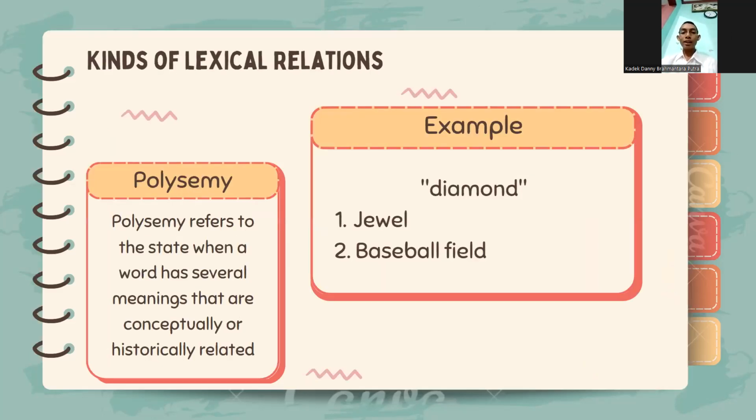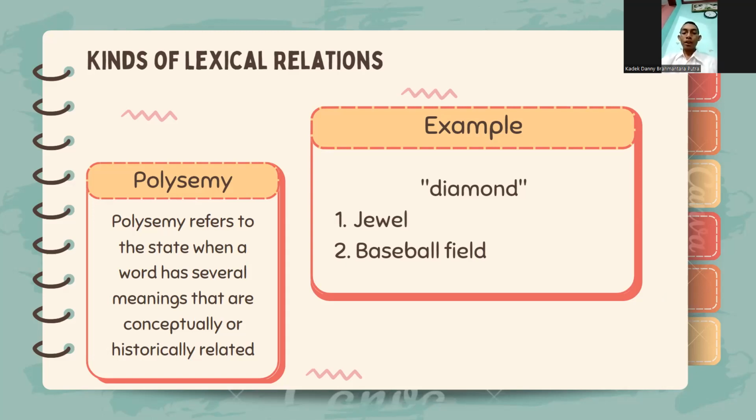Okay. Other kinds of lexical relations, there is polysemy. Polysemy refers to the state when a word has several meanings that are conceptually or historically related. For example, the word diamond. This word refers to jewelry and also refers to a baseball field.